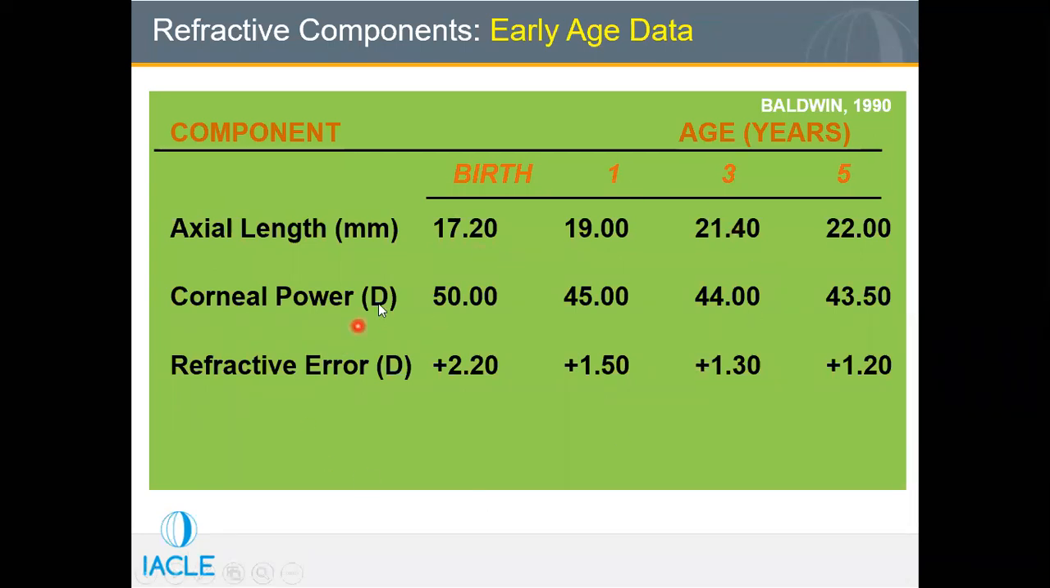So that is what is given in this table. At the time of birth, the average axial length is about 17 mm, and by the age of 1 year it reaches 19. Then by the age of 3 years it reaches 21 and a half millimeters, by the age of 5 years it reaches 22 millimeters, and by 8 or 10 years of age it reaches 24 mm.